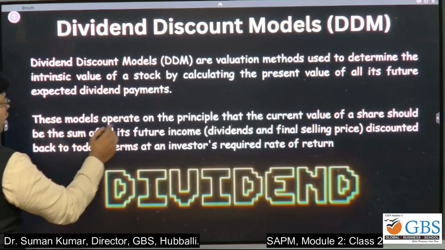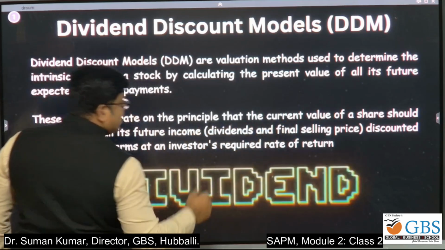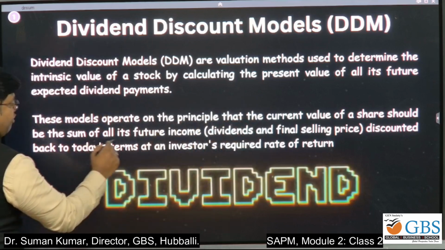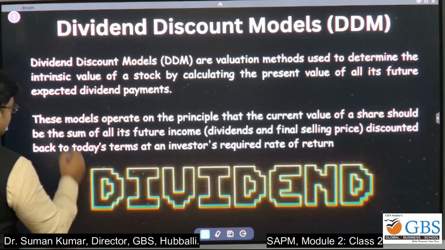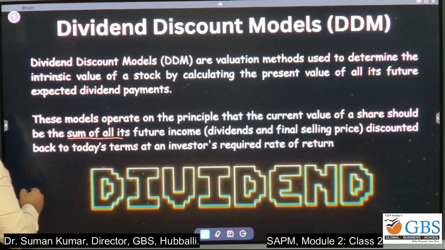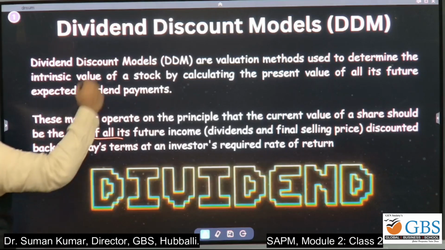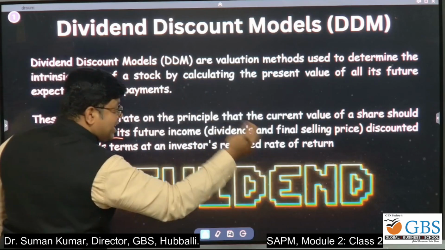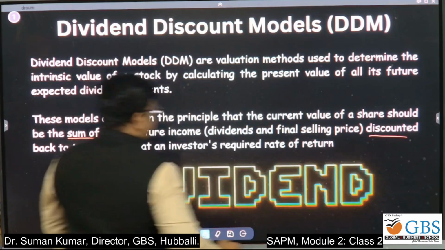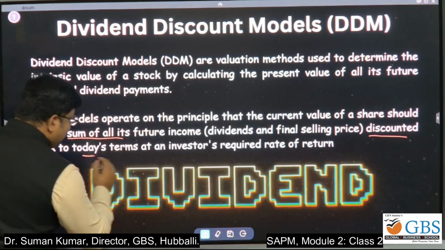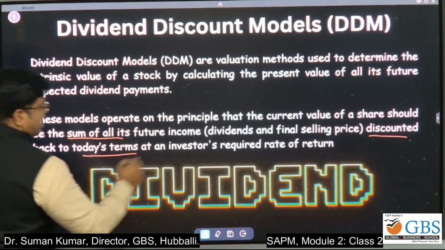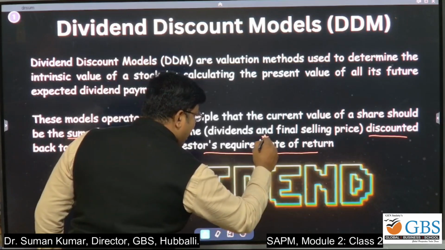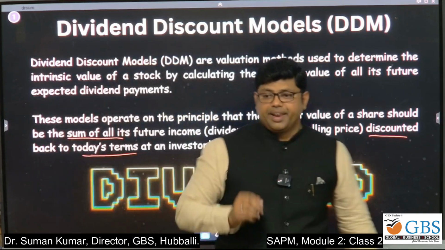So this model operates on the principle that the current value of a share should be the sum of its future income. If you sum all the incomes coming in future, what do we do? Present discounted back to today's terms at an investor required rate of return. This is very important. Required rate of return, RRR.